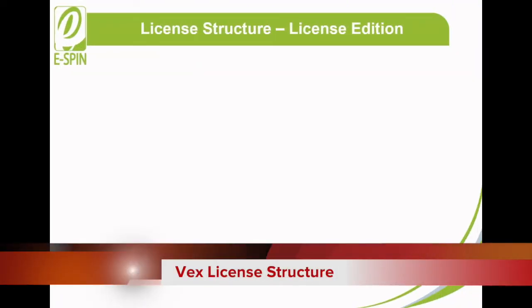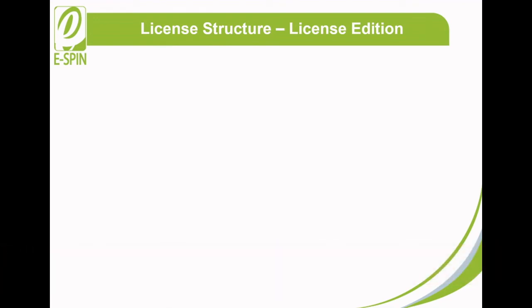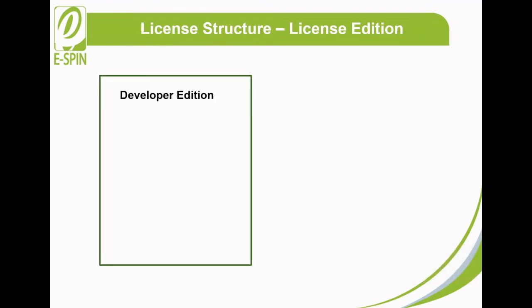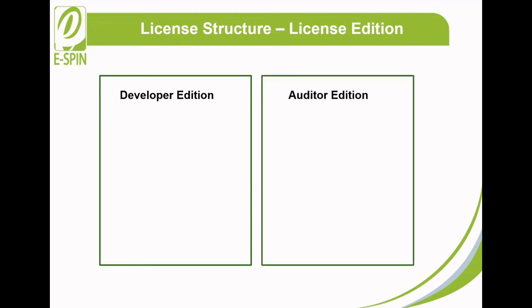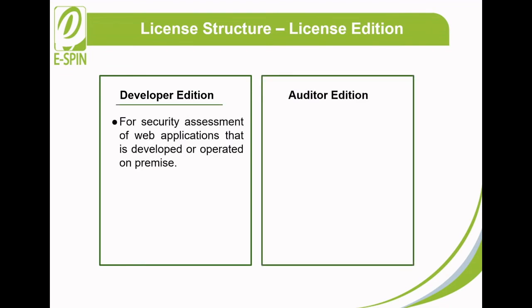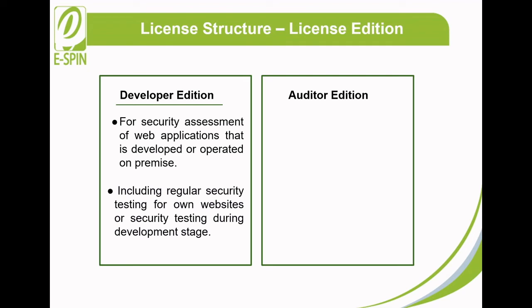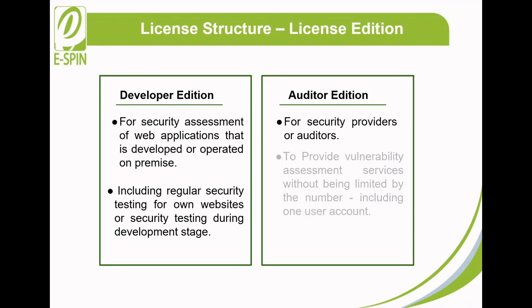Now, let's be introduced to the Vex license structure. The Vex license structure includes the developer edition and the auditor edition. The developer edition is for security assessment of web applications that are developed or operated on-premise. These include regular security testing for your own websites or security testing during the development stage. The auditor edition, on the other hand, is for security providers or auditors to provide vulnerability assessment services without being limited by the number, including one user account.